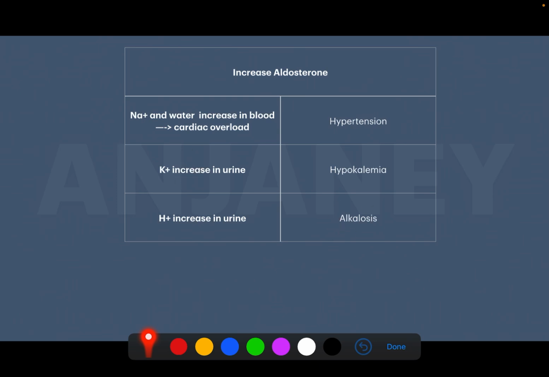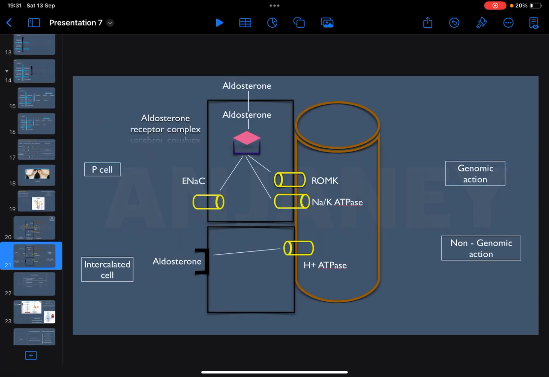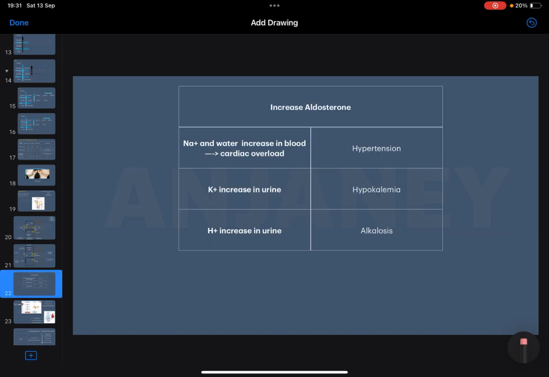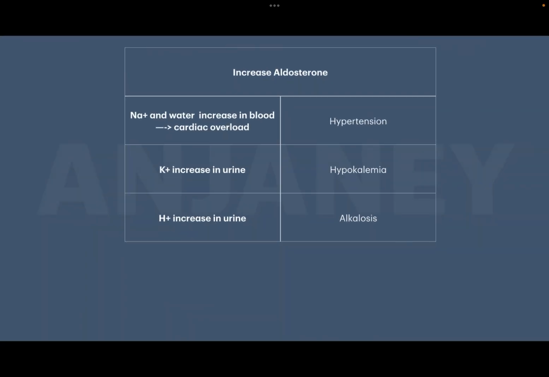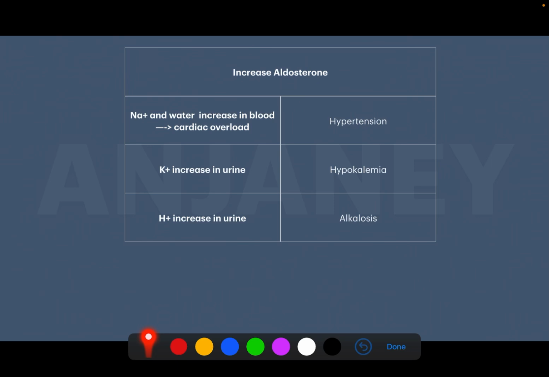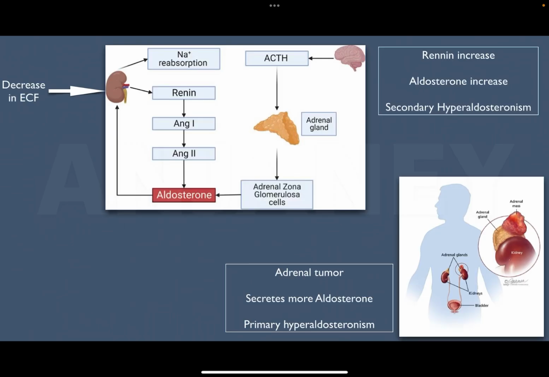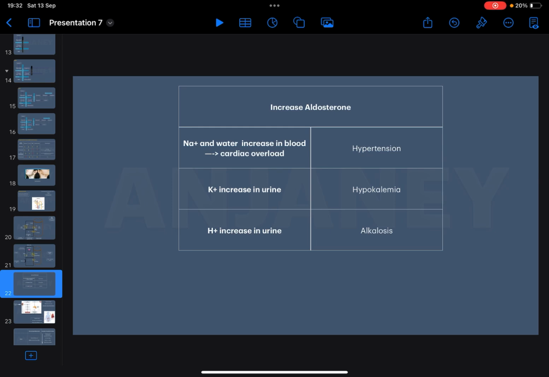And if potassium is lost from blood, see, the blood is inside our body, so we are taking this as a reference. If potassium is gone from here to urine, it is hypokalemia in the body. Hypokalemia means less potassium in our body. Done. So these are the effects of increased aldosterone. Three things you have to remember: hypertension, hypokalemia and alkalosis. Just learn it. Hypertension, HTN, hypokalemia, alkalosis. Done. So all these things were caused due to increased aldosterone.